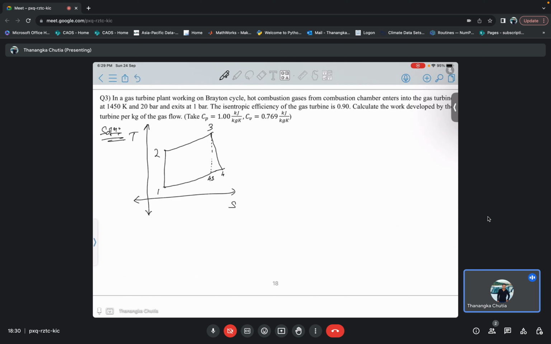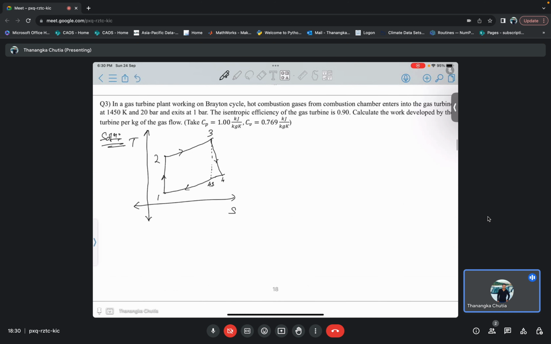Now this is a bit different from the previous questions, because in the previous questions our point 4 was exactly at the point 4s. But now our 3 to 4 process is not a reversible adiabatic process. So before that, let us write the given conditions. T3 is equal to 1450 Kelvin. P3 is equal to 20 bar and P4 is equal to 1 bar.